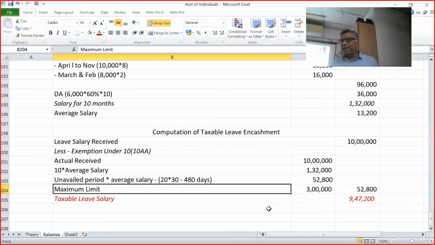Thank you, sir. Unavailed period: how many years of service? How many days can he avail per year? So 20 into 30, availed is, so unavailed is 120 divided by 30 days. I mean, 120 days is 4 months.